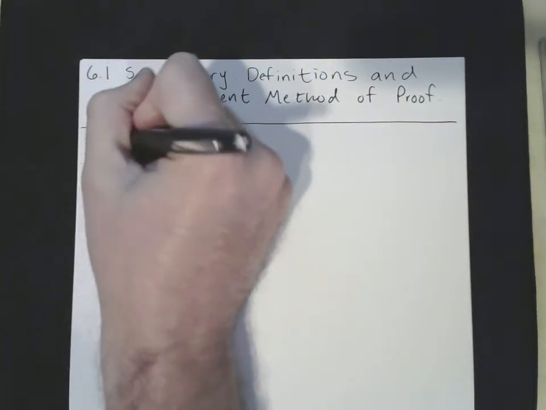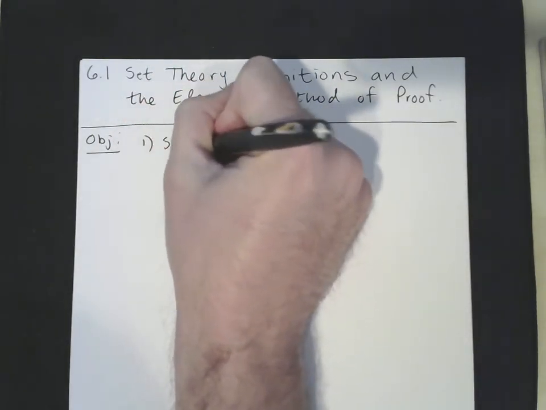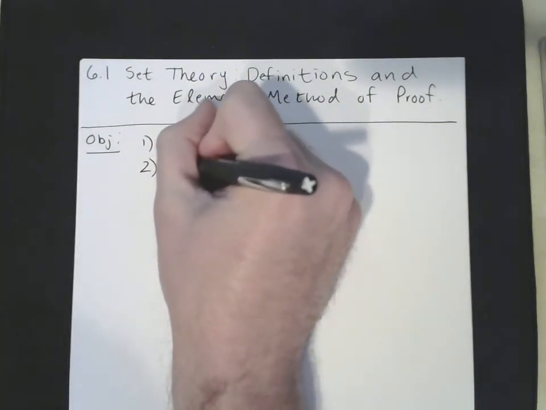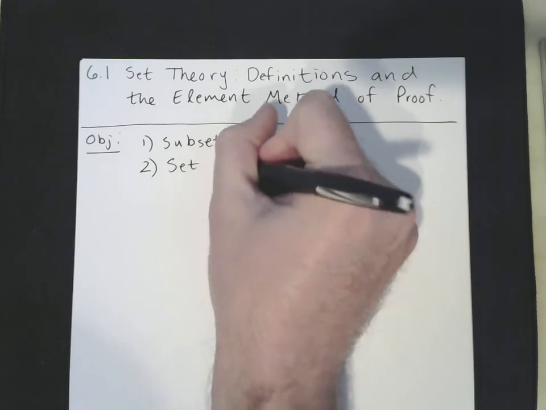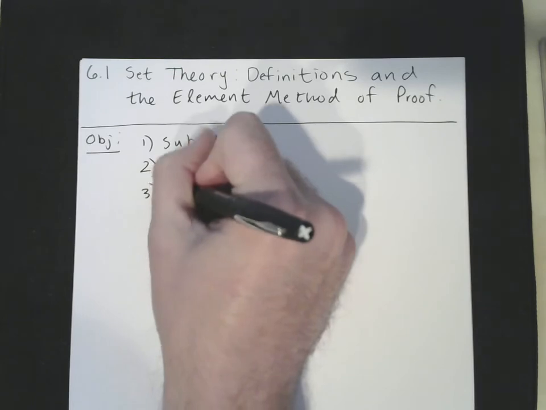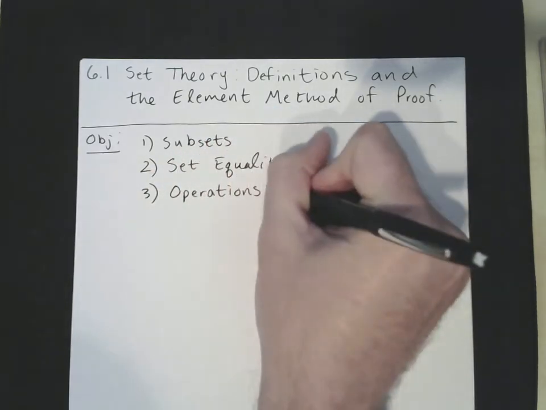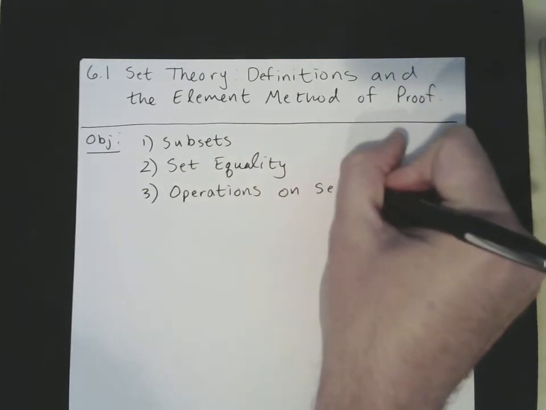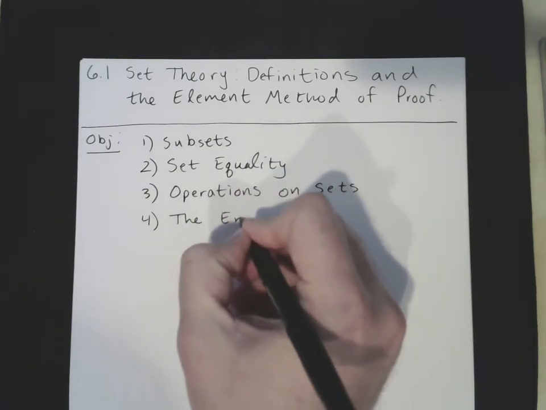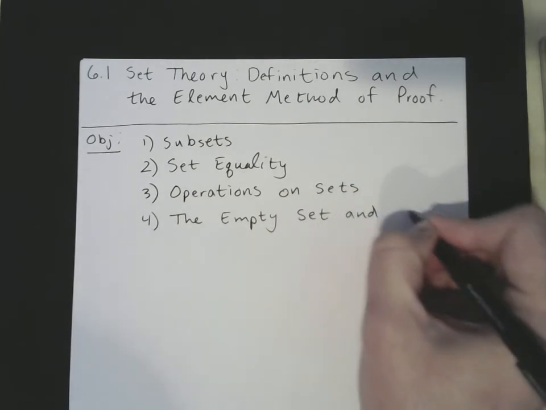So we have 4 things to do. We're going to go over the definition of subsets, and we'll play around with them a little bit. We won't just do proofs. We're going to look at the definition for set equality. We're going to look at operations on sets. And then we're going to discuss the empty set and power sets.